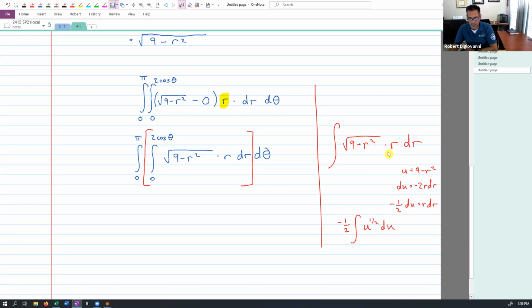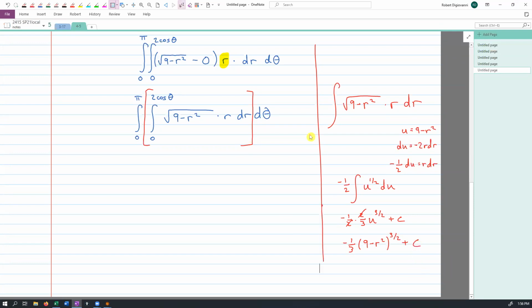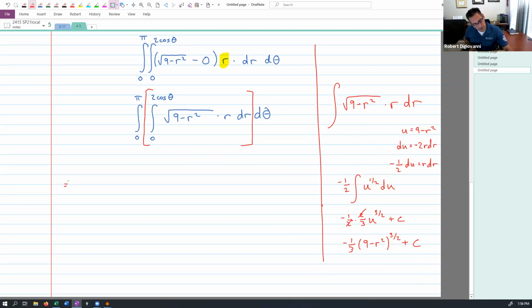That's just a basic u sub over here. Now I do the antiderivative. I get negative 1/2 times, see, I add 1 to that power, that gives me 3/2. So I have to put a 2/3 out here, plus some constant. The 2's cancel, I get negative 1/3 u, which is 9 minus r squared to the 3/2 plus c. Okay, so that's my Cal 2 life coming back to me here. And so that goes in here. So here we go. This becomes integral 0 to pi of negative 1/3 times 9 minus r squared raised to the 3/2, evaluated from r equals 0 to r equals 2 cosine theta, and then d theta.